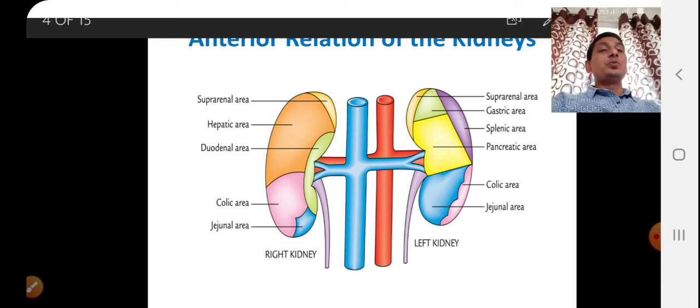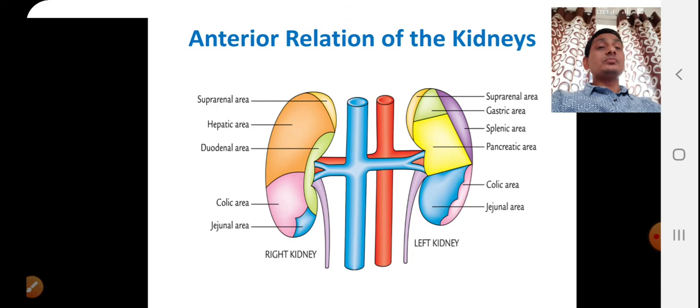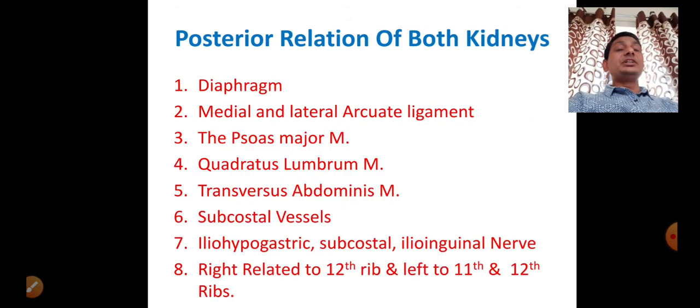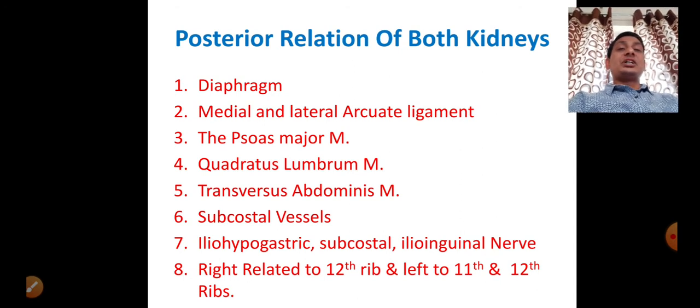Now we will see the posterior surface of the kidney. Posterior relations of the kidney. The posterior relations of both kidneys are common. The only difference is that the right kidney is related with right-sided structures, and the left kidney is related with left-sided structures. Posterior relations of both kidneys.